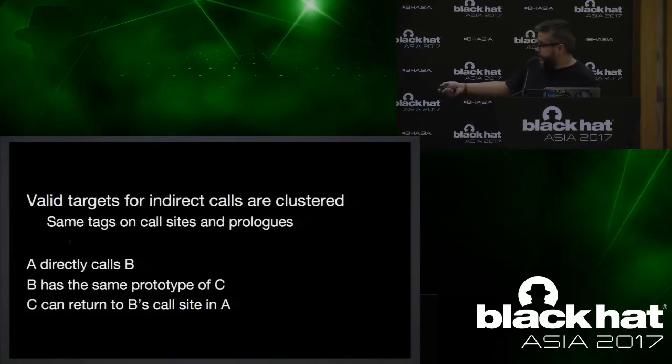So imagine this situation. You have a function A, which directly calls a function B, and you have a function C, which has the same prototype as B. These two functions have the same prototype, thus they are clustered, and you have A calling B. Then, because of the clustering, C can return to B's call site in A, because the tag which is in A is the same tag that B will check when returning. So you have an allowed edge that was not supposed to exist, which is C returning to A.